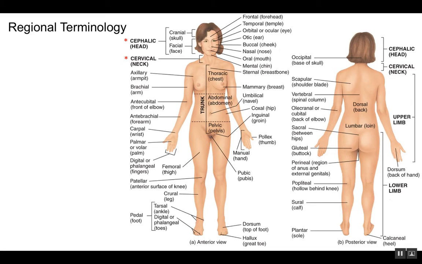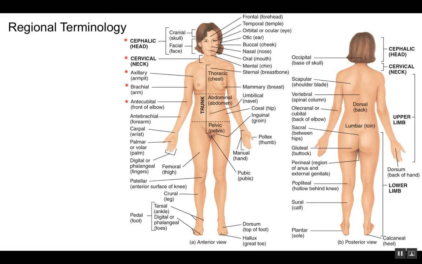The armpit is referred to as the axilla or the axillary region. The upper part of your arm is brachial. So the upper part of your arm from shoulder to elbow is called the brachium. So pertaining to that part of the arm is brachial. You may have heard of the brachial artery. That's the artery in that part of the arm that we use to take blood pressure.